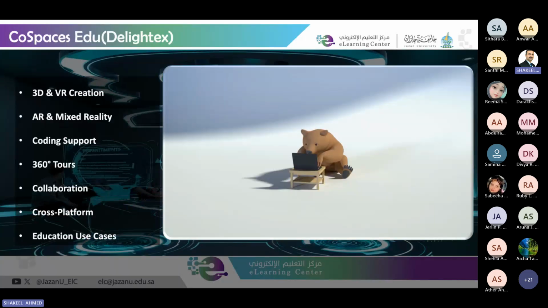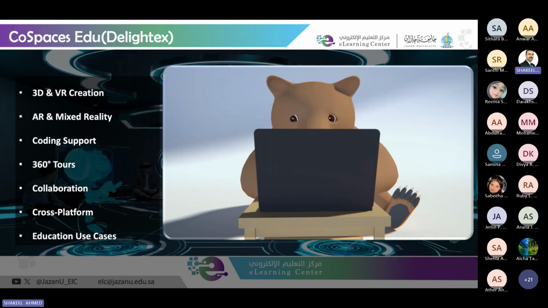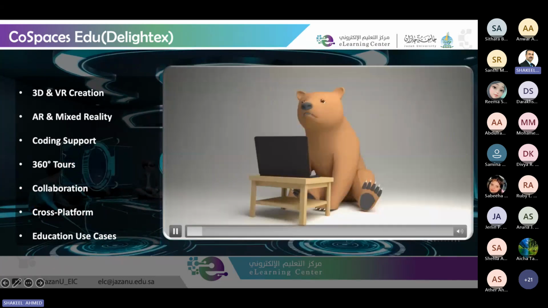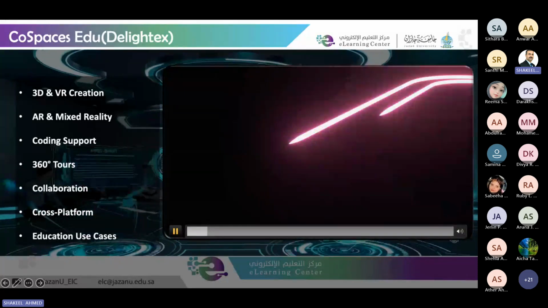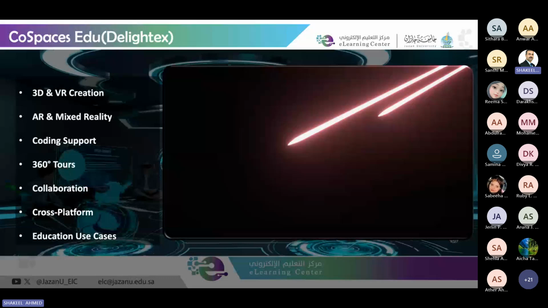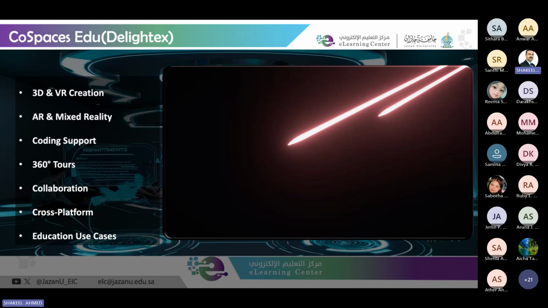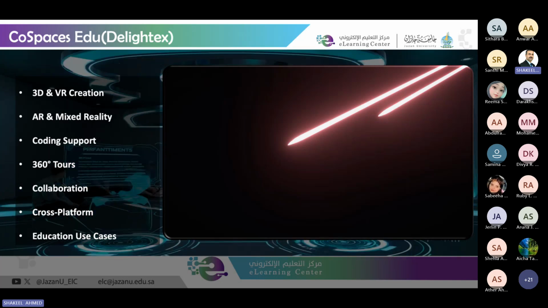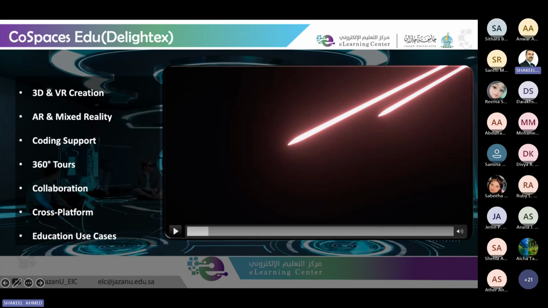So by using different types of spaces, you can have a lot of things. Don't worry, CoSpaces EDU is not gone. It just got a different name. So look at this video, because this is another Delightex software, that is CoSpaces EDU. So this is going to have 3D and VR creations, AR and mixed reality, different types of coding, 3D 360 tours. So this is going to give you a more clear idea of how this software works.